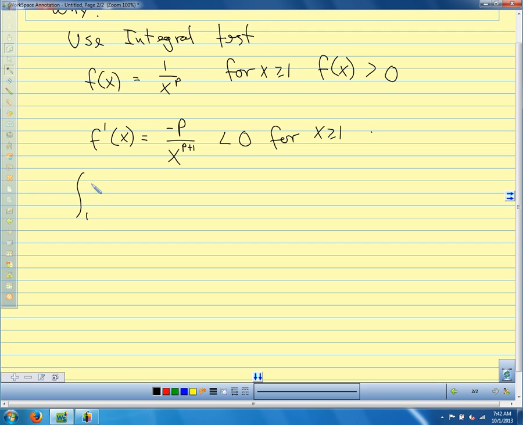So we're going to look at the integral from 1 to infinity of 1 over x to the p dx. And I'm going to rewrite this just because it's easier. I'm kind of like Max. It's easier for me to think about it this way. From 1 to infinity of x to the minus p dx. p is positive, so I'm going to write it this way.